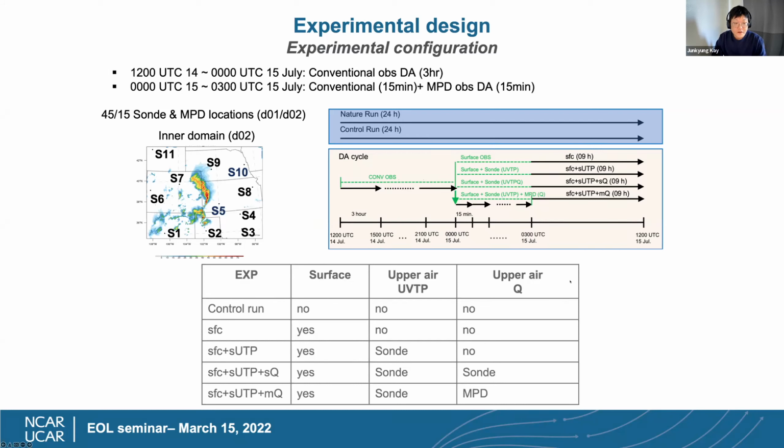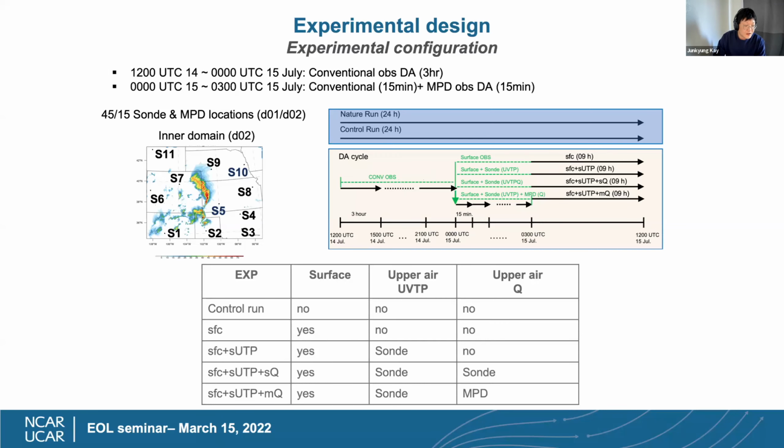Okay, the control run is the reference state without any data assimilation. So we want to assimilate these observations into this control run and improve this simulation. We have conducted 4 different data assimilation experiments. First, we just assimilate the surface observation, and we call it the experiment surface. And also we assimilate the wind, temperature, and pressure profile from the sonde data. So we call this experiment surface plus S-UTP.